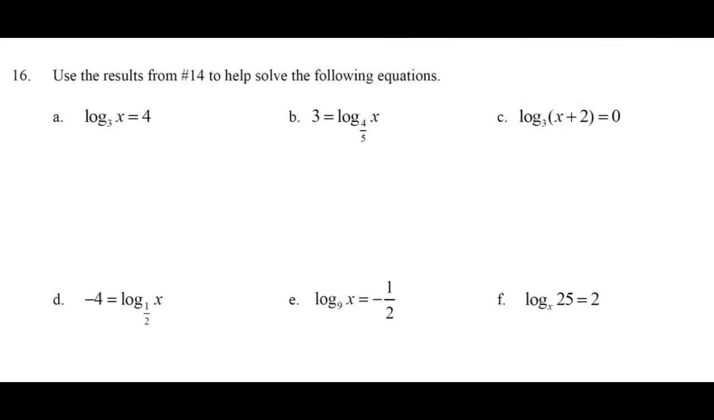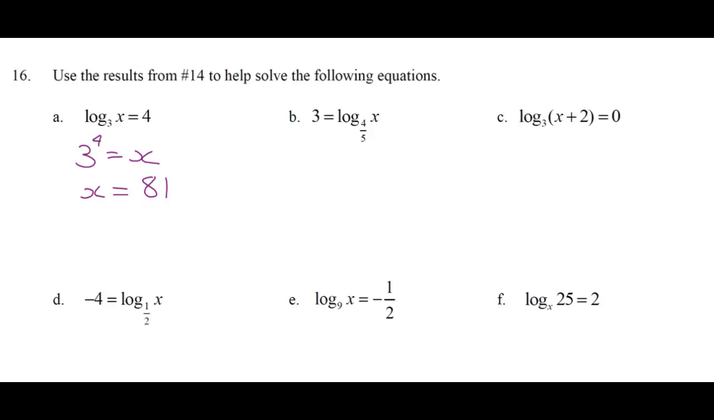Now use the results from 14 to help solve the following equations. So what is this equation that we are trying to solve? How do you write this? So what's x? We should know our powers of 3 up to about 5: 3, 9, 27, 81, 243, 729. I don't know what comes next. 2,000 something.